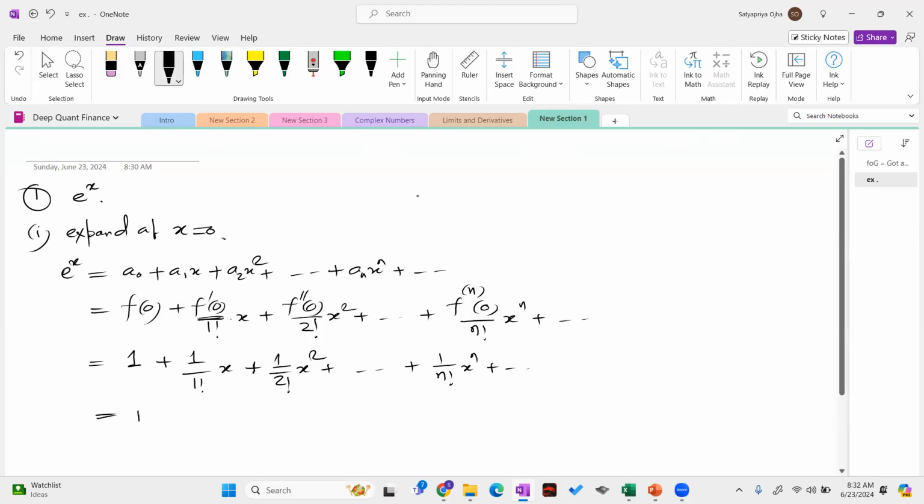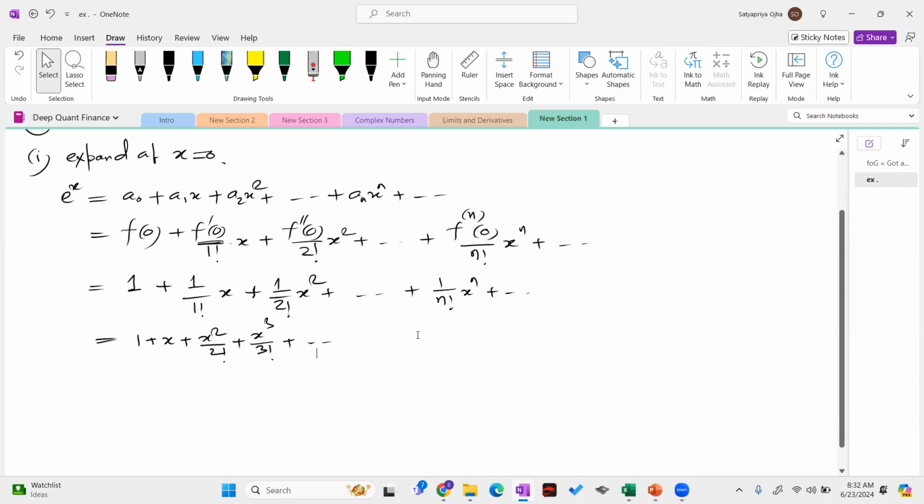So we have 1 plus x squared by 2 factorial, x cubed by 3 factorial. This is the Taylor series expansion of e to the power x at x equal to 0. Okay, I'll show you visually what it means a little later. Just do the maths for now. You have to be clear.